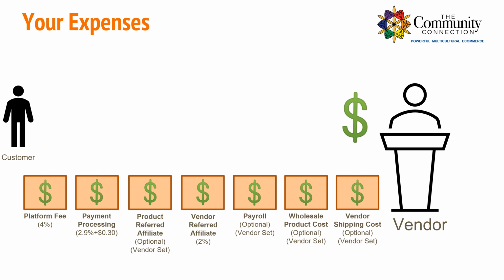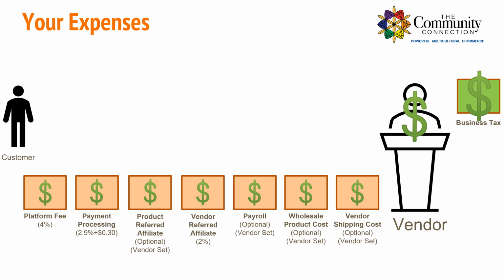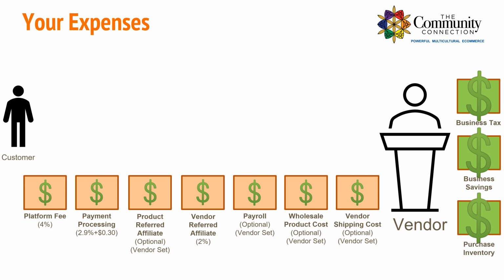The amount you have left over is your gross profit, which we recommend you set aside 20% to pay your business taxes, 10% to deposit into your business savings, and 70% to purchase more inventory and grow your business.